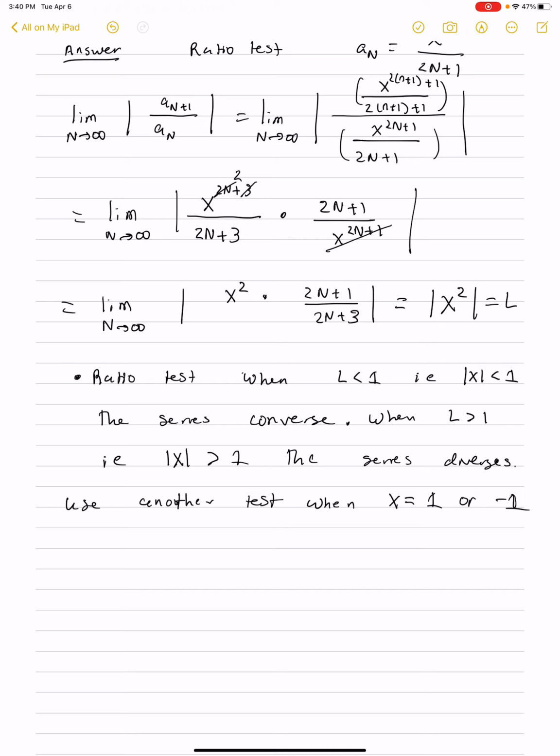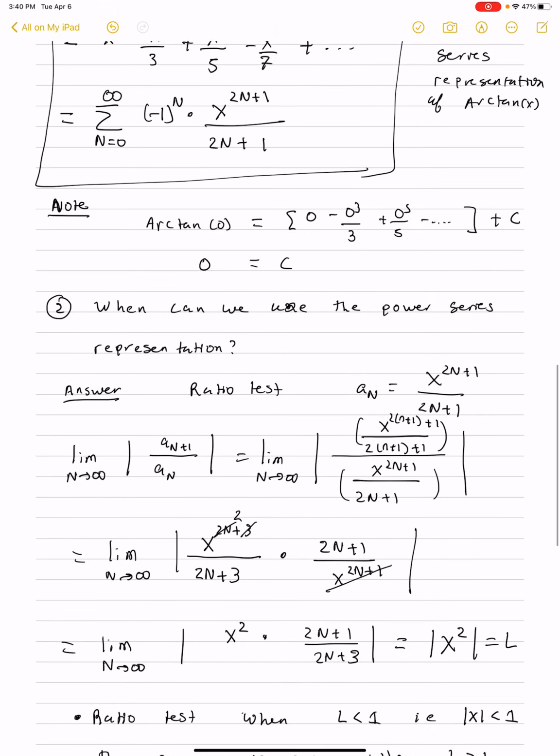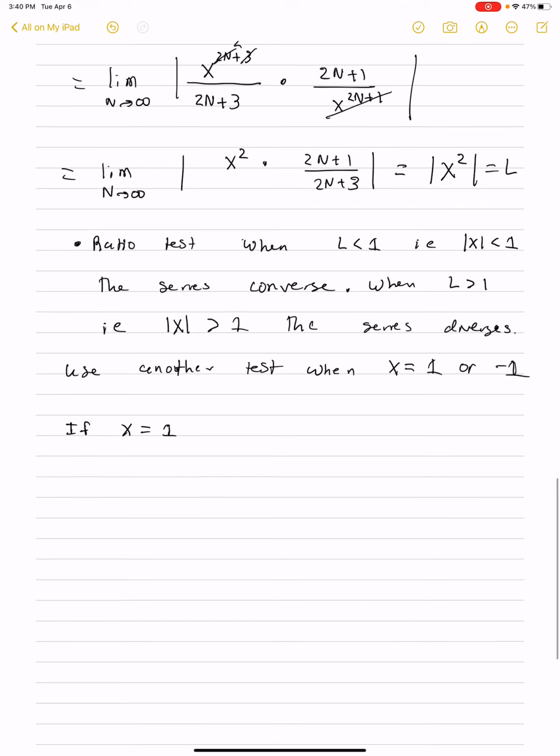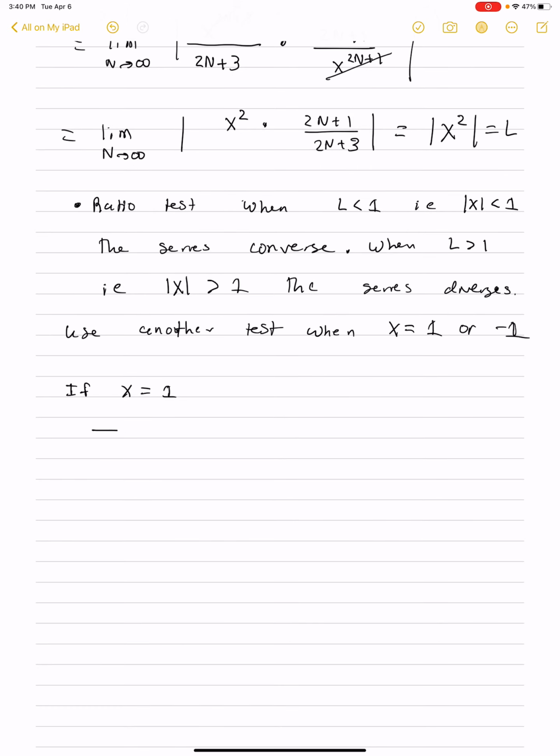Okay, so if x equals 1, well, we get this series. Our original series was minus 1 to the n times x to the 2n plus 1. Okay, and our x goes away because 1 to any power is 1. So minus 1 to the n divided by 2n plus 1, starting with n equals 0 and going to infinity.